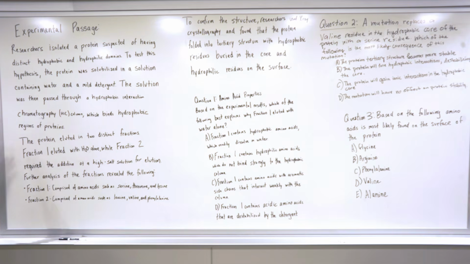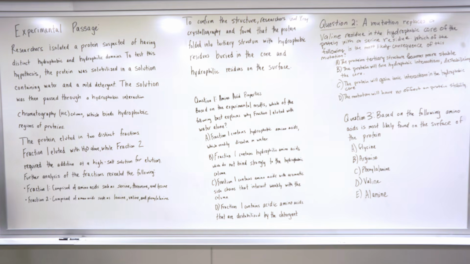So it says researchers isolated a protein suspected of having distinct hydrophobic and hydrophilic domains. To test this hypothesis, the protein was solubilized in a solution containing water and a mild detergent. The solution was then passed through a hydrophobic interaction chromatography column, which binds hydrophobic regions of proteins. The protein eluted in 2 distinct fractions. Fraction 1 eluted with water alone, H2O, while fraction 2 required the addition of a high salt solution for elution.